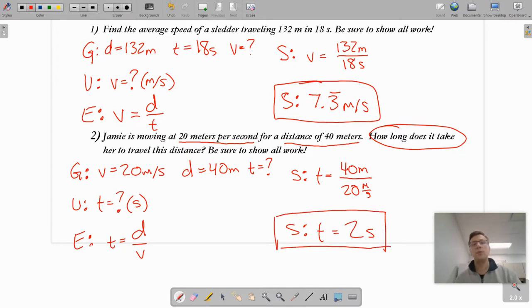Now, you could probably figure that out without doing the math. Some of you will be able to do that in your head, right? You understand, oh, he's moving 20 meters per second and moves 40 meters. Well, that would take 2 seconds. You still got to show your work. You still got to go through all the steps. You're going to get points for doing each of these steps, so make sure that you do these. And then we'll have some practice problems that go along with these. Let me know if you have any questions.